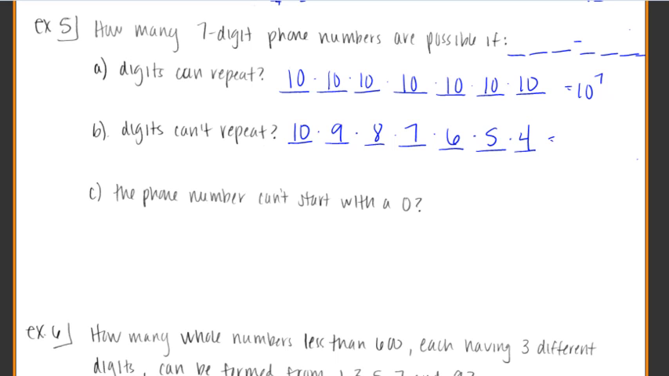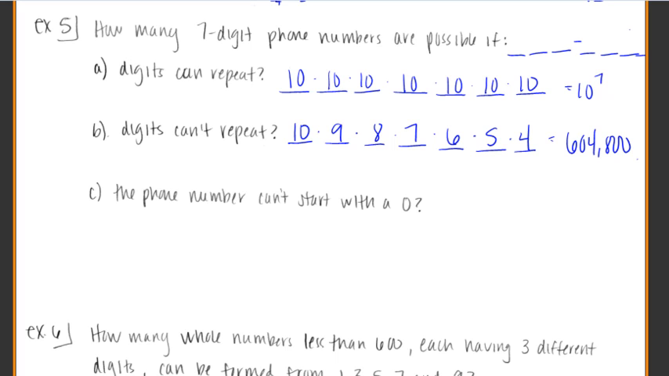So putting this in our calculator, we'll get a total of 604,800 phone numbers that will have all completely different numbers in there. And if we did 10 to the 7th, that's 10 million. So it goes from 10 million down to 600,000 whenever we can't repeat. So we have only about half as many phone numbers to choose from.